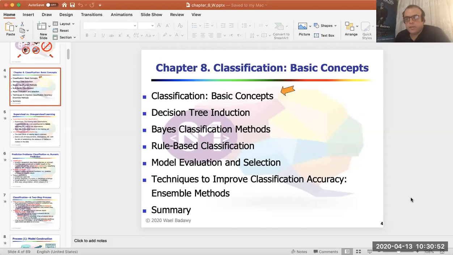Today we want to discuss basic concepts for classification. Our agenda, as you see in front of you, is we want to talk about the basic concept, decision tree induction, Bayes classifiers, rule-based classification. We provide some model evaluation and selection, how to select a model, and then techniques to improve classification accuracy.